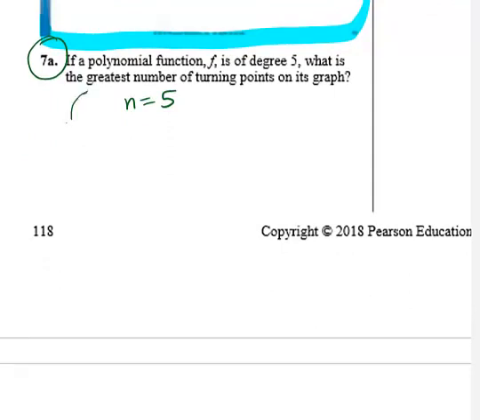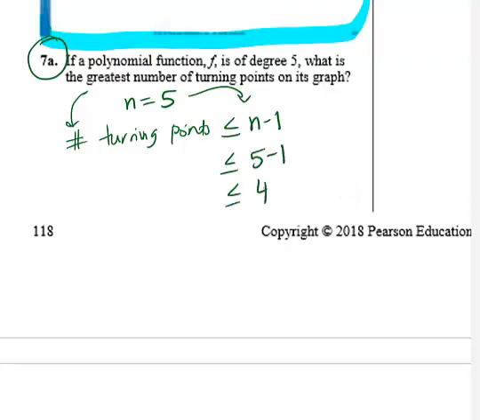So I could say the number of turning points is less than or equal to, because it says at most. It's supposed to be n minus 1, and n in this case is 5 because that's the degree we were given. So 4. So the number of turning points must be less than or equal to 4. It's either 4, 3, 2, 1, or 0.